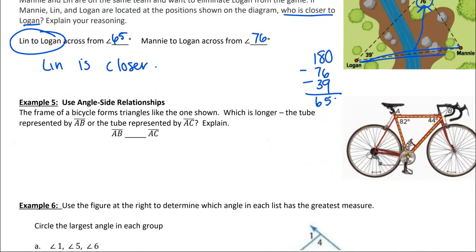Right, on our bicycle, we have two angles. Let's go ahead and find that third angle because we want to compare AB, which is across from our unknown angle, which we'll find here in a moment. And we want to compare that to AC, which is this segment, which is across from 44 degrees. So let's do our 180 minus 82 minus 44. And then we will figure out that that is 54 degrees. And that is bigger than 44 degrees. So AB is a longer length than AC.